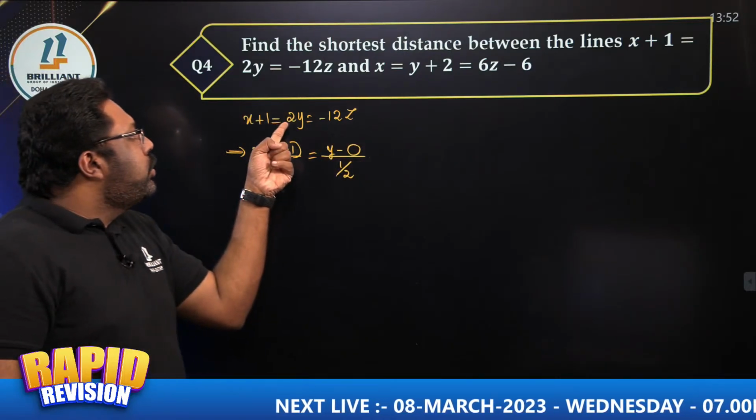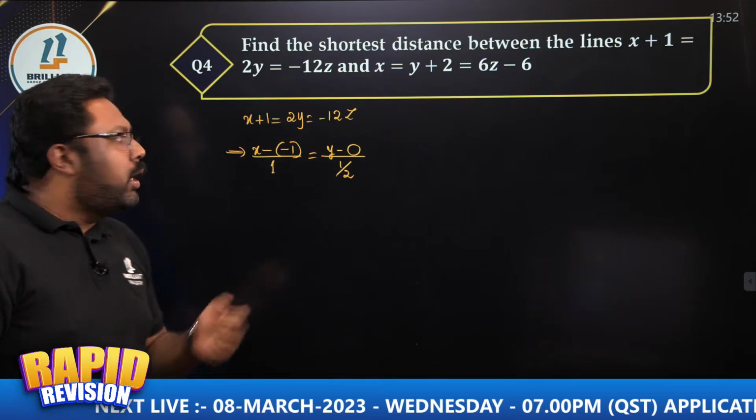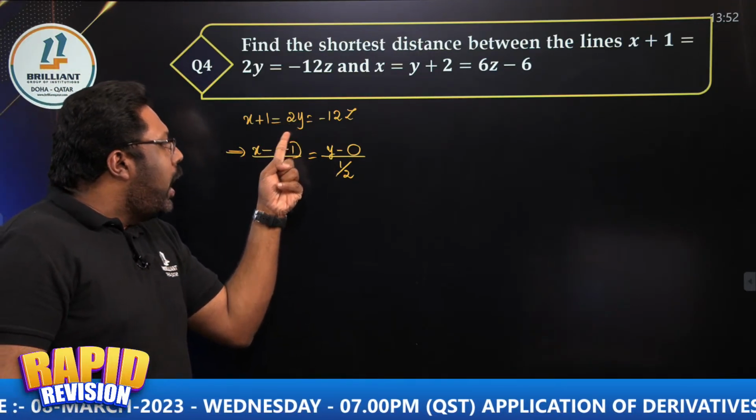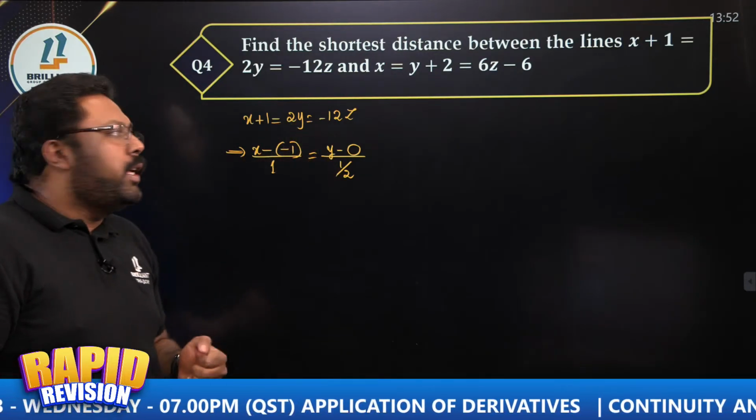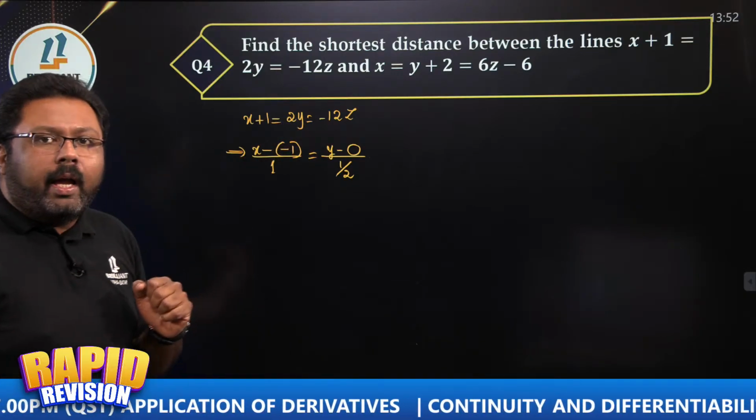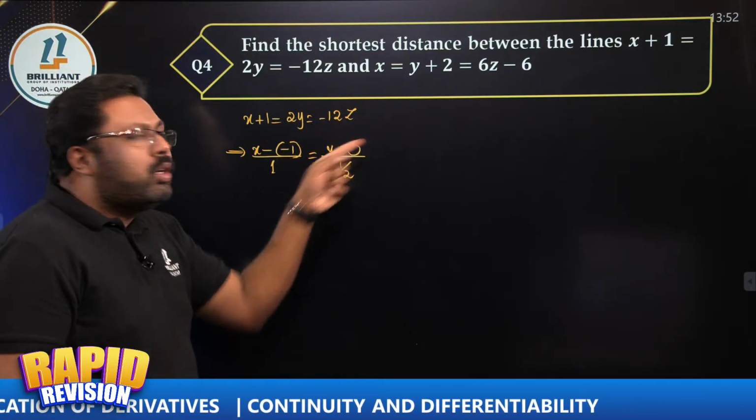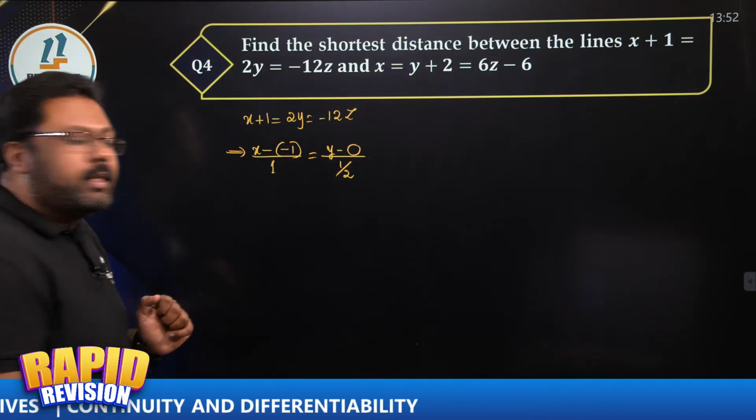I'm just dividing 2 in the numerator and denominator. There is nothing in the denominator, so it's 1. So 1 by 2 in the denominator, and 2y becomes y when divided by 2, and there is no coordinate, so I'll put 0, minus 0.